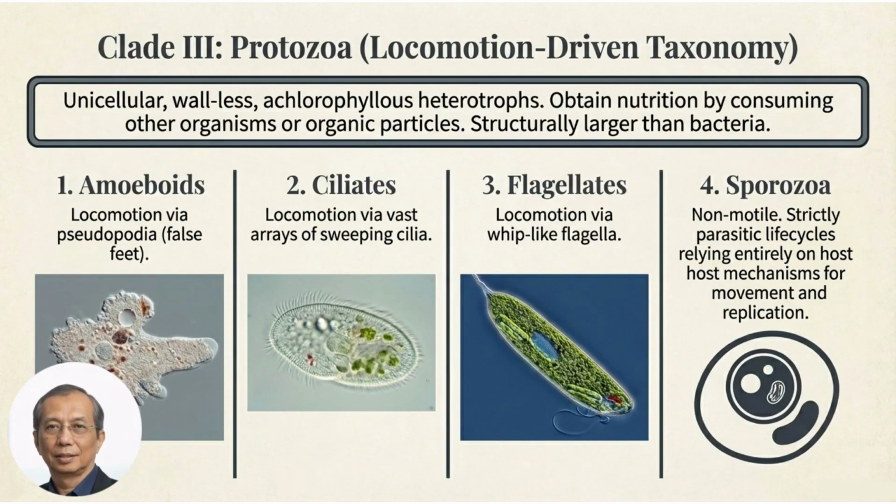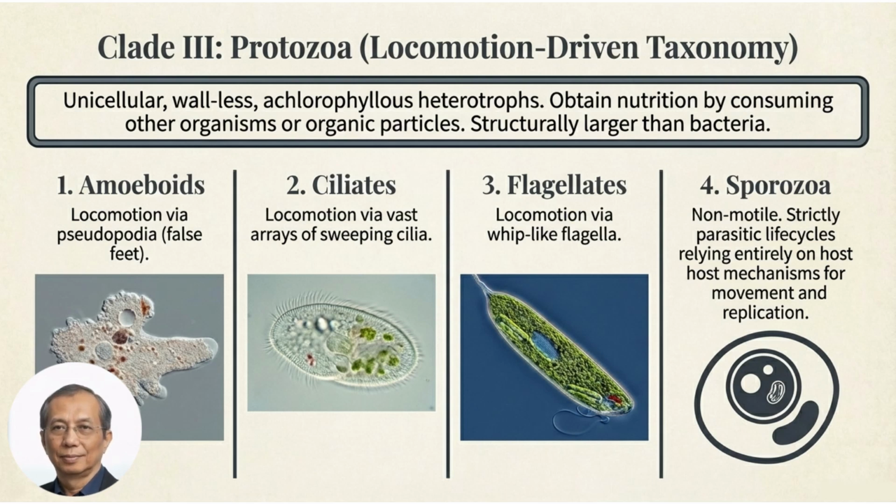Moving to clade 3, the protozoa, we categorize these organisms based on their diverse modes of locomotion. Protozoa are unicellular, wall-less, achlorophyllous heterotrophs that obtain nutrition by consuming other organisms or organic particles and are structurally larger than bacteria. We have amoeboids, which move via pseudopodia, or false feet. Ciliates utilize vast arrays of sweeping cilia for movement. Flagellates propel themselves with whip-like flagella. Finally, sporozoa are unique in being non-motile, relying entirely on host mechanisms for movement and replication, often exhibiting strictly parasitic life cycles.